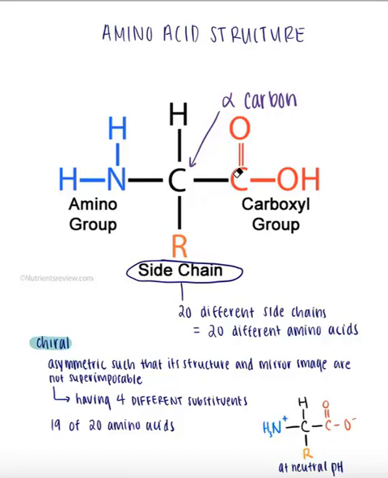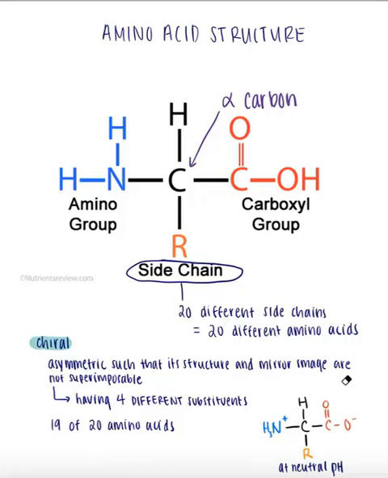The only one that is achiral is glycine, and we'll talk about it later. But basically glycine's side group is a hydrogen. That's it. And so that carbon would have 2 hydrogens, and it's no longer chiral. The other 19 of the 20 amino acids, though, are all chiral.